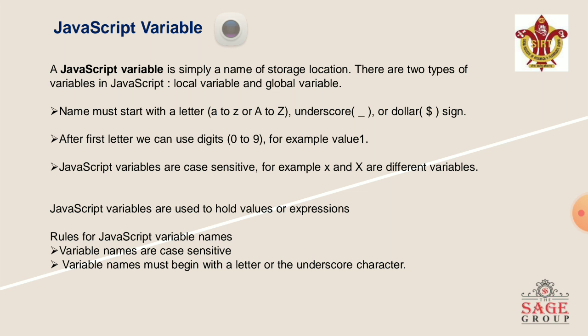JavaScript variables are case sensitive, for example x and capital X are different variables. JavaScript variables are used to hold values or expressions. The rules of JavaScript variable names are: variable names are case sensitive, and a variable name must begin with a letter or an underscore character.